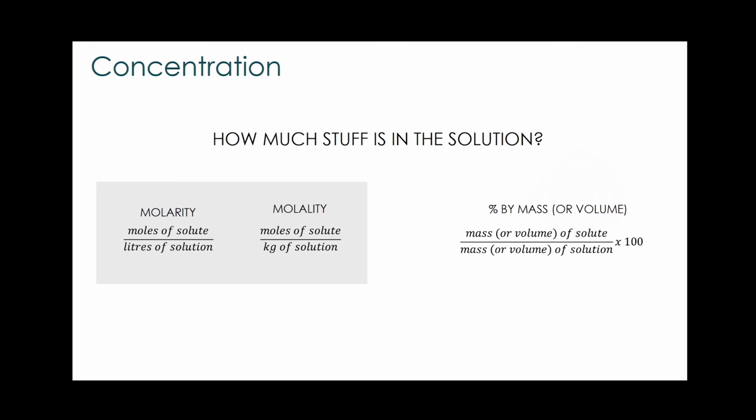And then outside of the lab, percent mass or percent volume are often used a lot. So if you look, for example, at a bottle of wine, it'll say 13% alcohol by volume, right? And so what does that mean? It means that there's 13 milliliters of ethanol in 100 milliliters of the wine, all right?